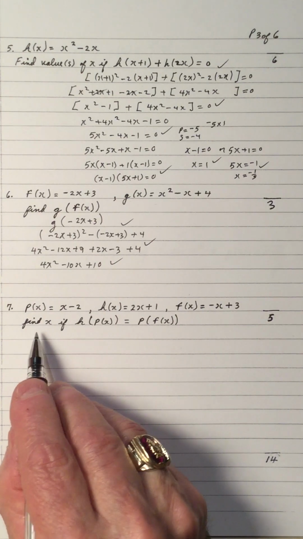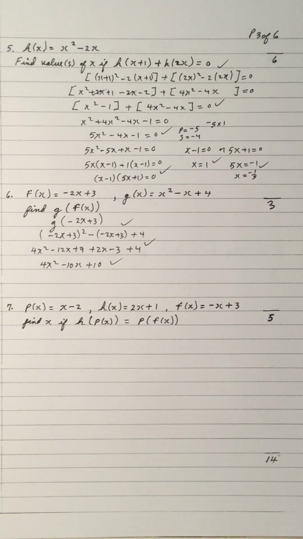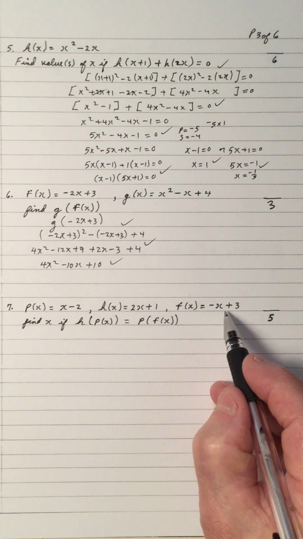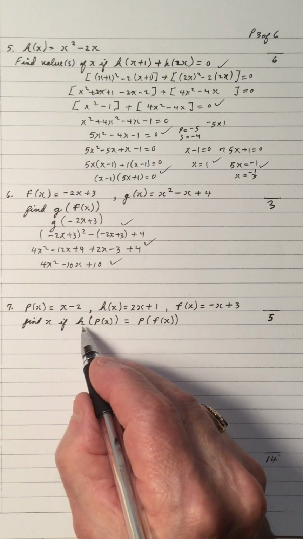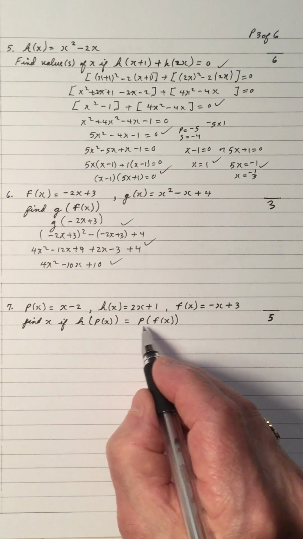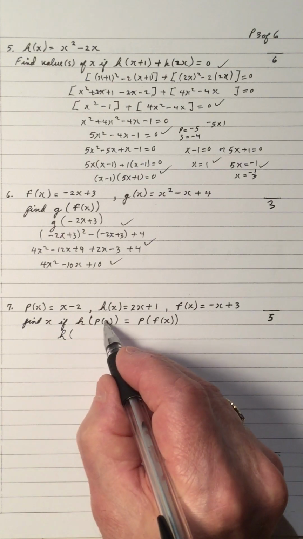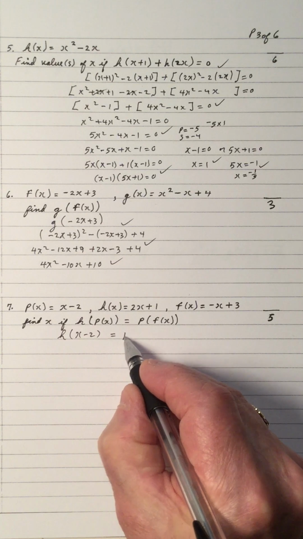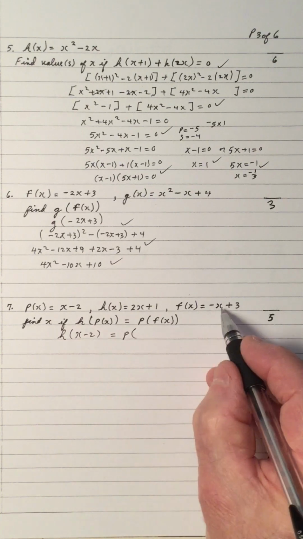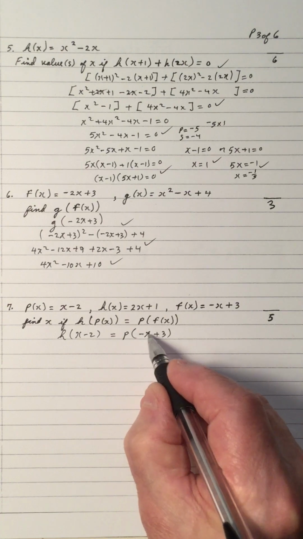Number 7. Now we got the p of x is x minus 2, the h of x is 2x plus 1, the f of x is negative x plus 3. So find x if the h of the p of x equals the p of f of x. So the p of x is x minus 2. And we're doing the p of the f of x. So the f of x is negative x plus 3.